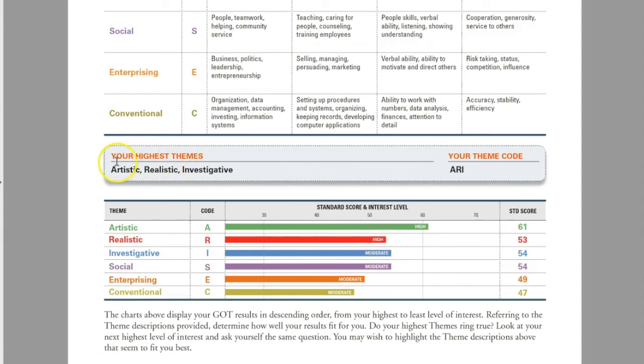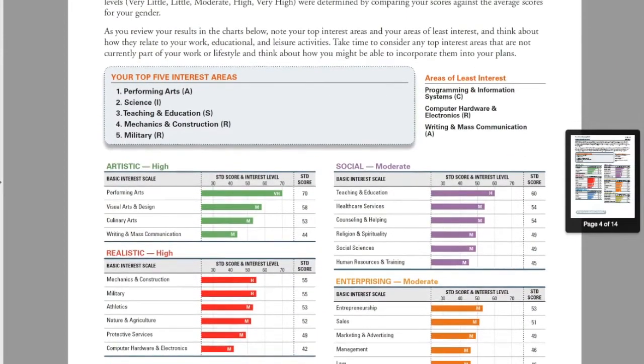Right above the bar graphs right here is your highest themes and your associated theme code. The code will likely be 2 or 3 letters. How do these letters compare to the self-assessment you completed earlier in the module? Many people can accurately estimate the results, but in some cases the letters might be in a different order. Move on to the next page here.